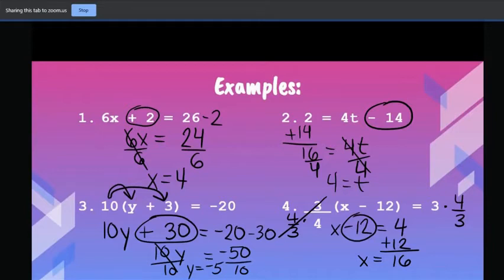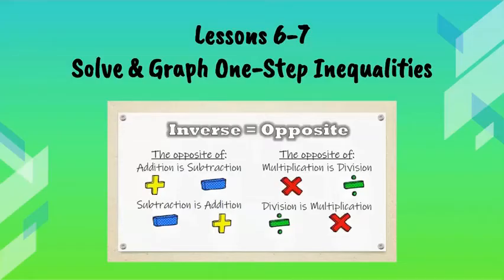It's important when you're solving two-step equations to follow the reverse order of operations, or SADMEP. If it helps you, write SADMEP at the top of your paper and refer to it if you get stuck. Next, we're going to review lessons 6 and 7, solve and graph one-step inequalities.